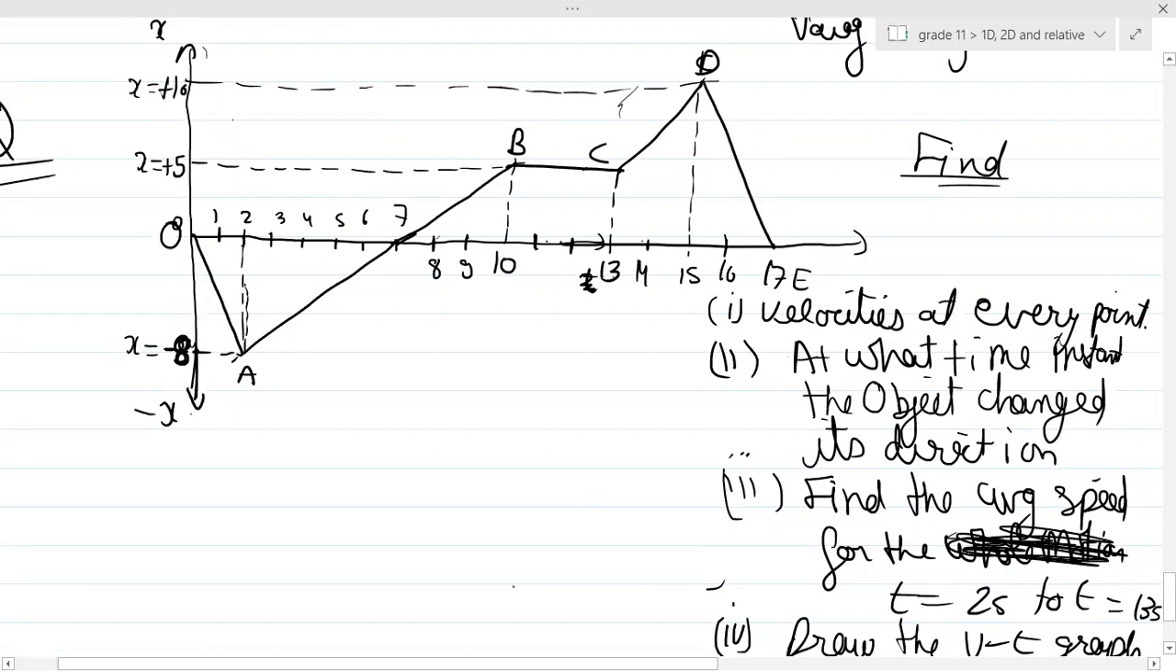In the next class, we'll see some questions which are based on velocity time graphs, and we'll see how to convert velocity time graphs to position time graphs. Is this clear?